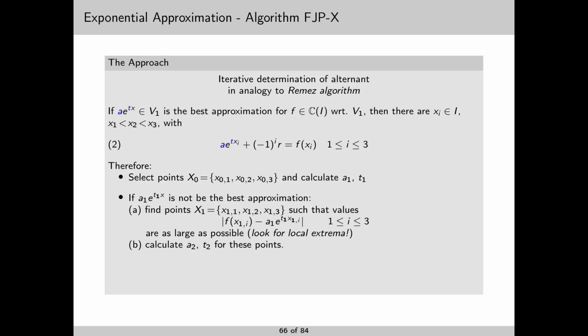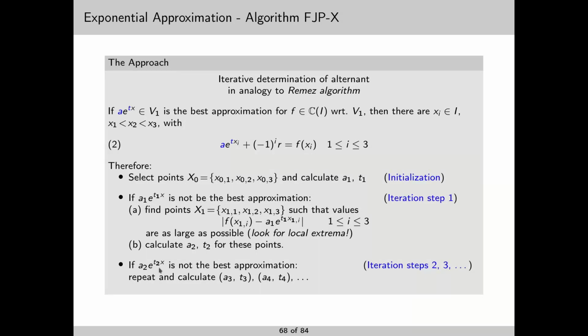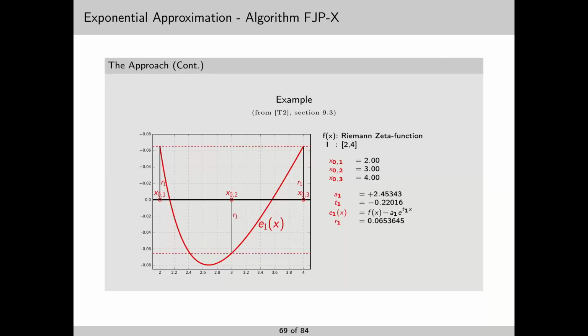For these points, new coefficients a2 and t2 are calculated, which satisfy equations 2. If a2 and t2 are not the coefficients of the best approximation, we keep calculating new coefficients a and t in this way until, hopefully, we arrive at the best approximation. This is an iterative process with these iteration steps. An example to illustrate this approach.